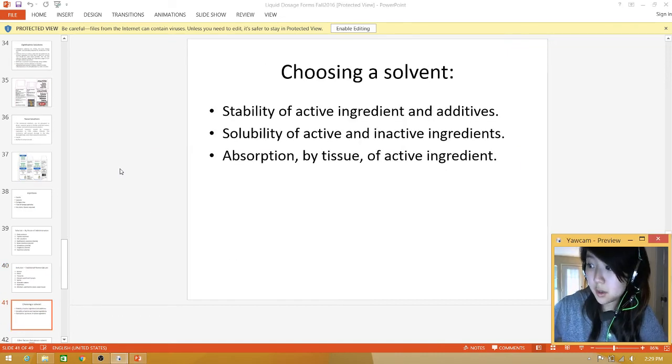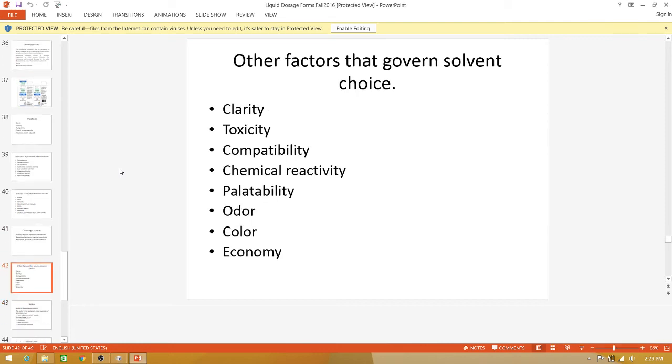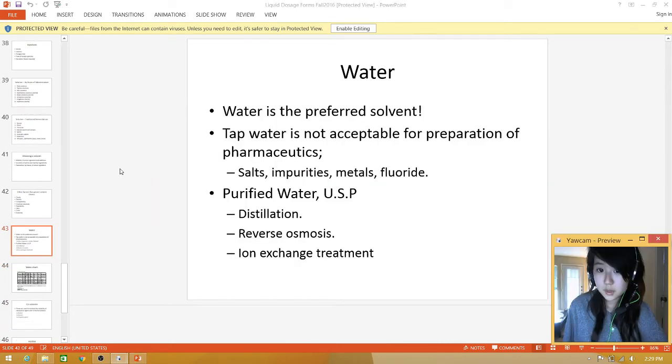When choosing a solvent, it should be stable, be able to dissolve the inactive and active ingredients, and the body should be able to absorb it. So water is the preferred solvent.